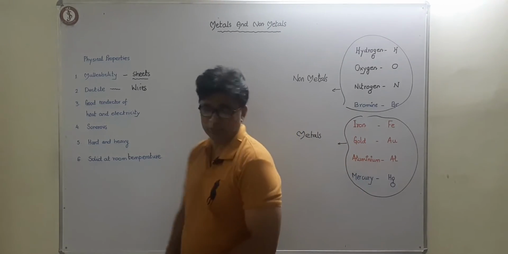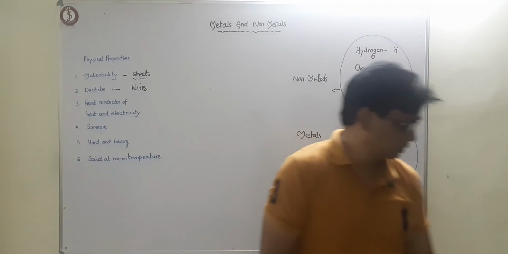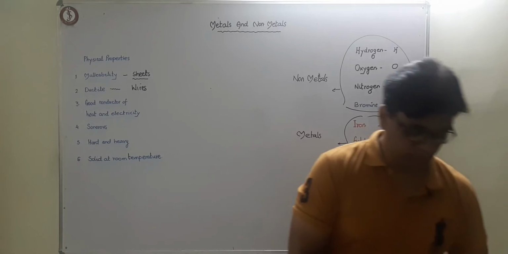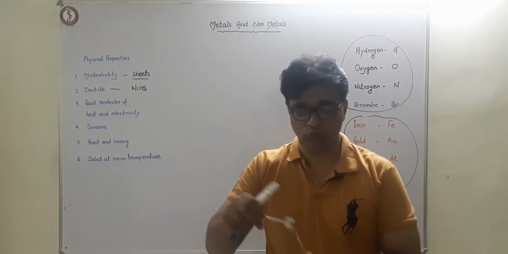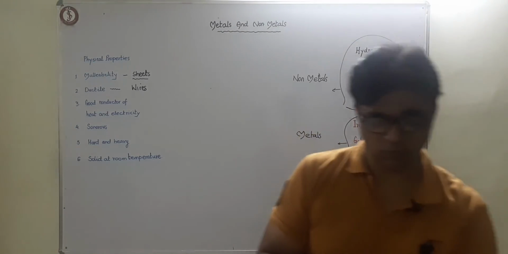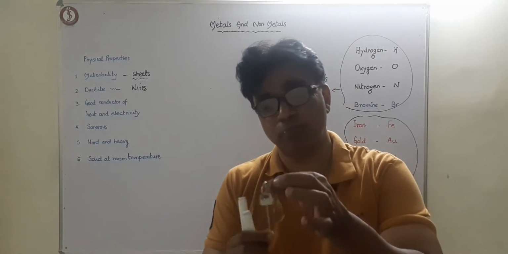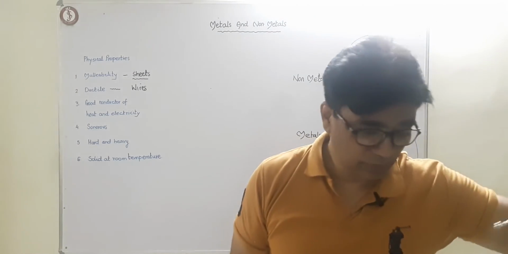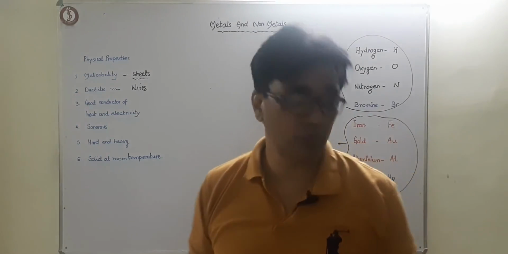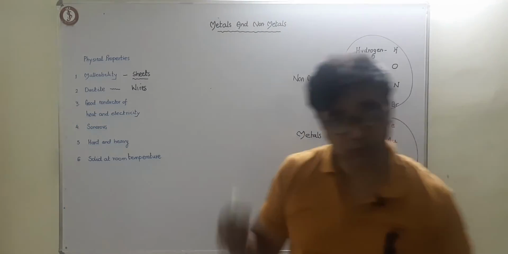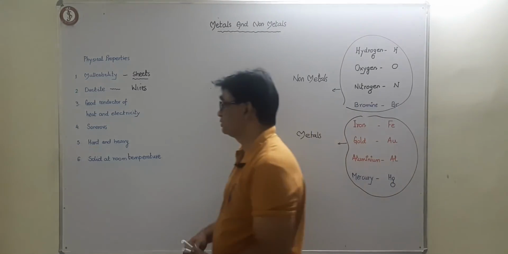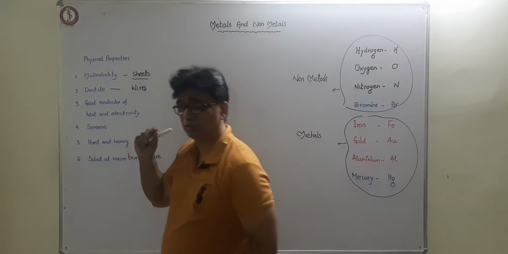Metals are sonorous. As I said, when you hit one metal with another metal, then there will be a sound coming. Some set up, the bell rings, so that sound will come. Sonorous means something pleasant to hear. So metals, when hit, they give a very nice sound.